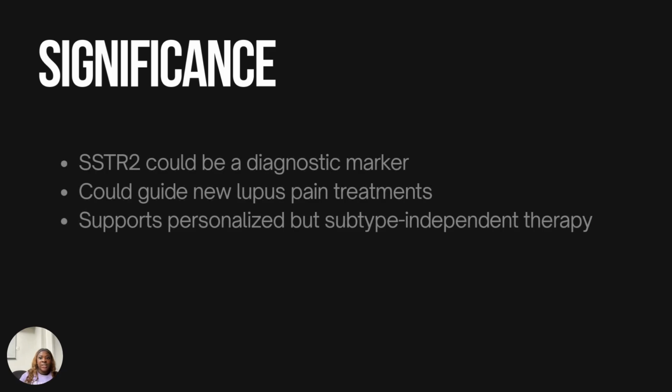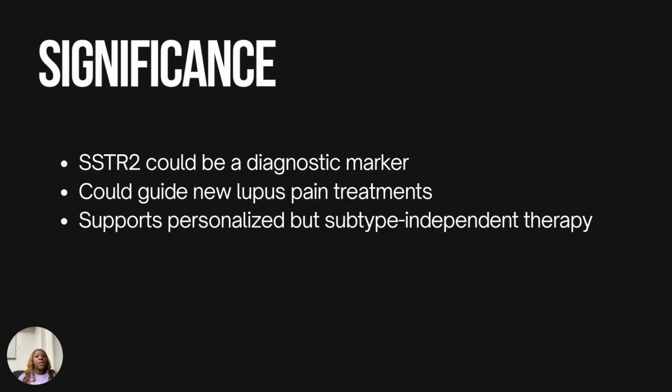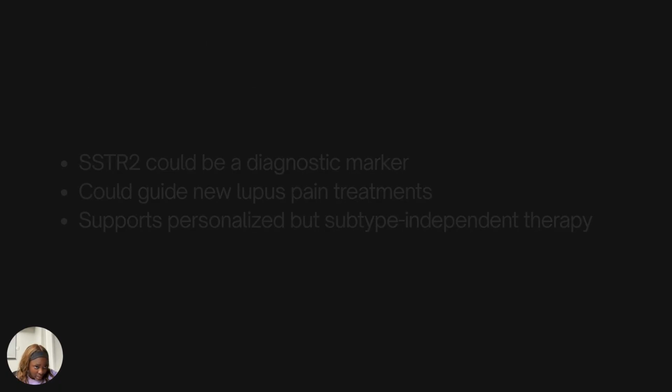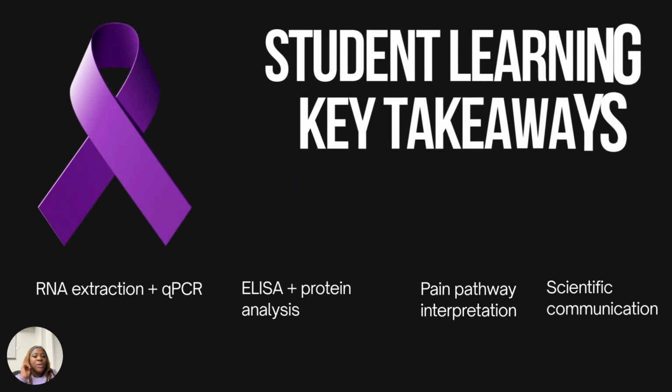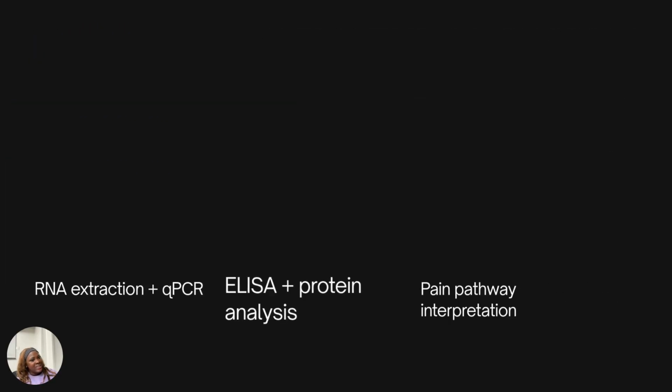So the significance of this research is that SSTR2 might be a shared marker of pain across different types of lupus. If we know that SSTR2 rises consistently, we could use it as a diagnostic indicator for organ pain, or even develop therapies that target SSTR2 directly. Our student takeaways are RNA extraction, pain pathway interpretation, and scientific communication.